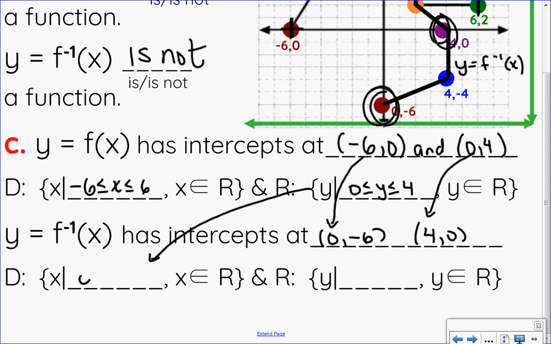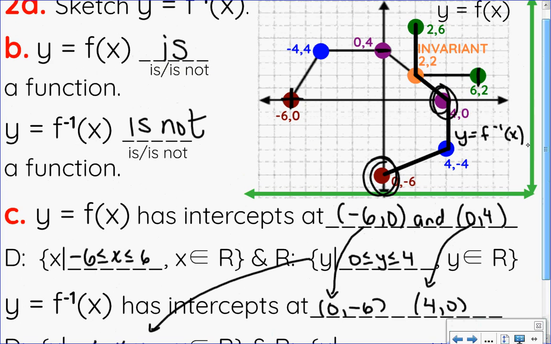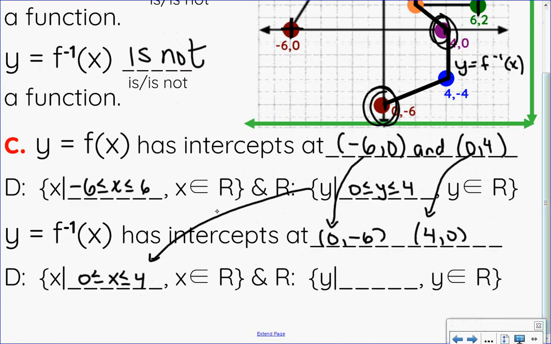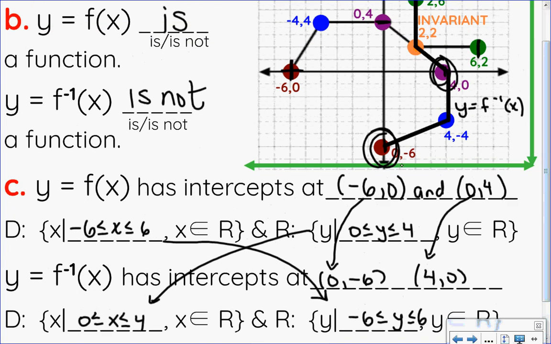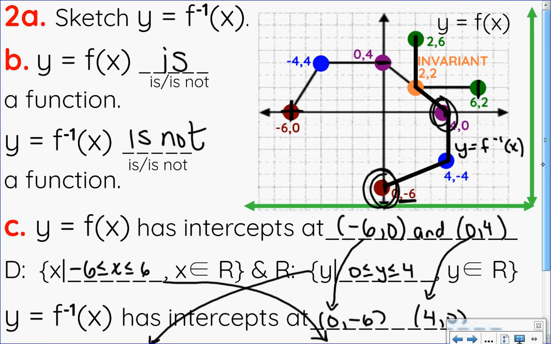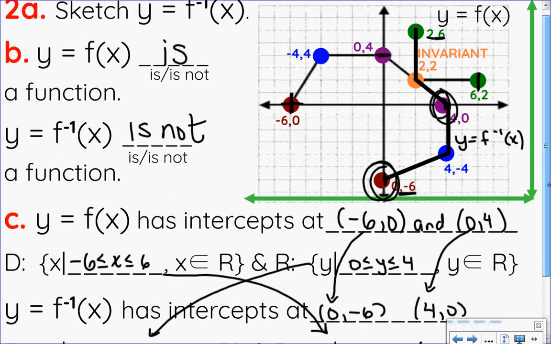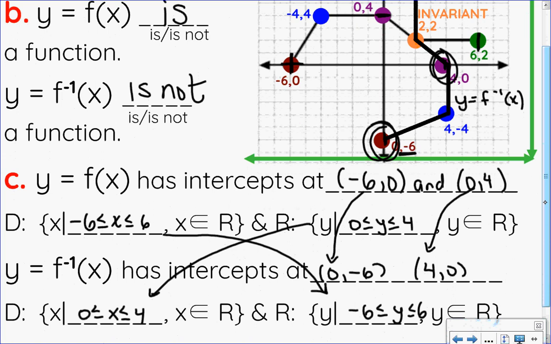So that's going to be between 0 and 4. And I can see on my graph, if I come up here, I am going between a 0 and a value of 4. So that is correct. And my range is going to be the domain of the original function, which is in between -6 and +6, which I can also see. Low point of -6 there, high point of +6. So now you can see graphically as well that for an inverse, domain becomes range, range becomes domain.